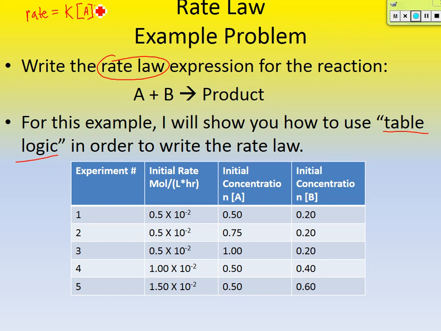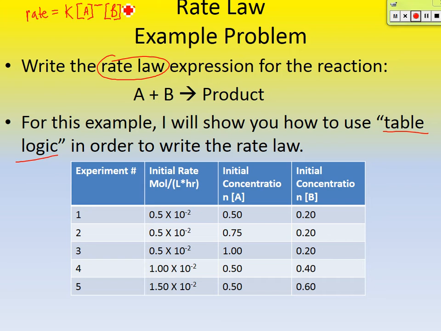But we're going to raise A to some power. It's going to be some order. It's going to go there. Then we're going to times it by the molar concentration of B raised to some power. So the order with respect to B will go right there. Our job is to use this data table here to determine what numbers go here. Does that make sense?